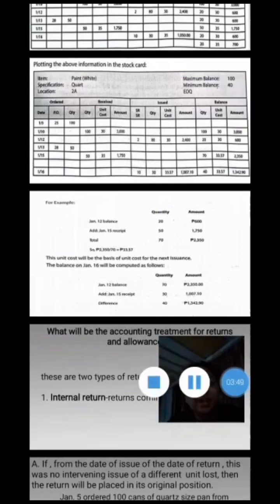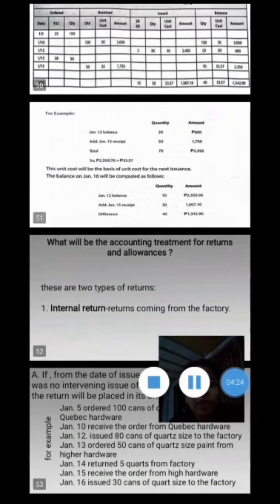By January 16, you issued 30 pieces, but the unit cost is still 33.57. So, 30 times 33.57 is 1,007.10. So, the balance is 40, because 70 minus 30 equals 40. So, your balance quantity is 40 pieces. So, 40 times 33.57 is 1,342.90. This unit cost will be the basis of the unit cost for the next issuance.